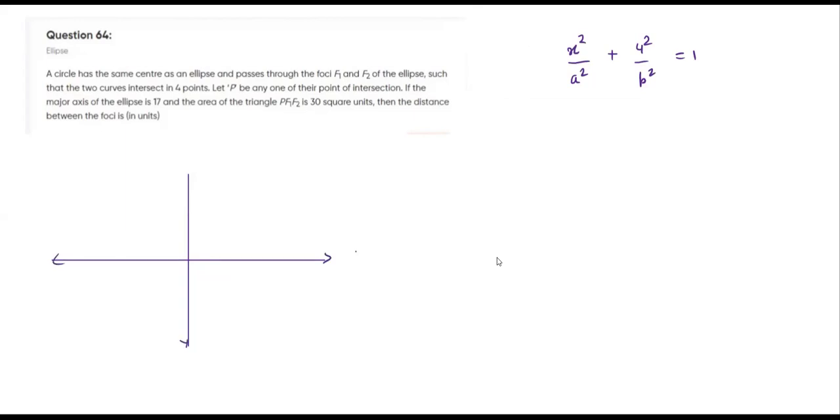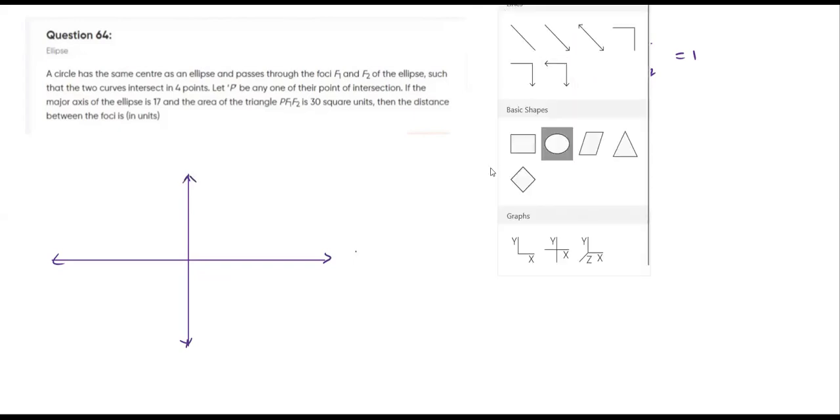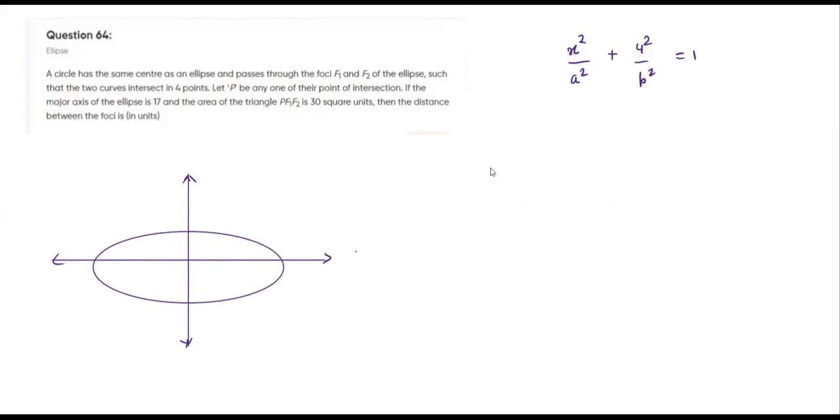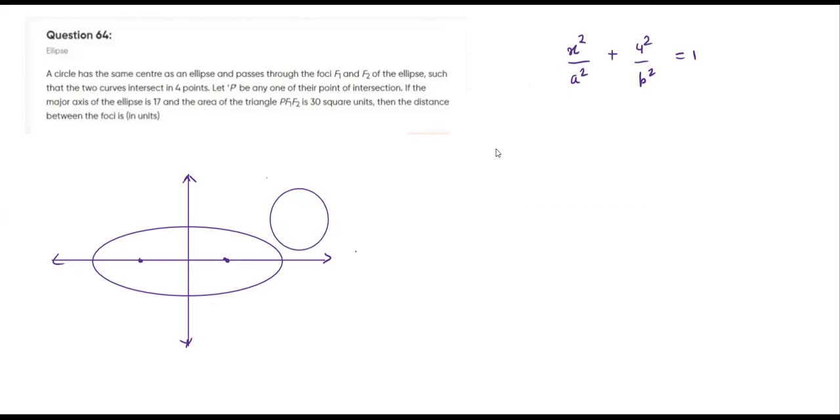It's not given whether it is a horizontal ellipse or a vertical ellipse. We are assuming it as a horizontal ellipse and drawing it. So we have an ellipse with its center at the origin, and we have another circle. Let's assume these two are the foci of the ellipse, and the circle has the same center and passes through both the foci. Something like this.